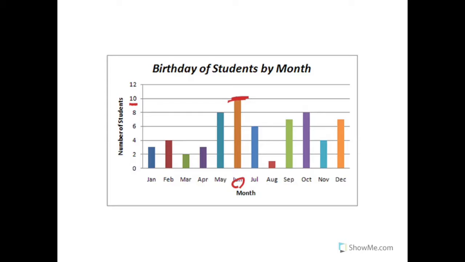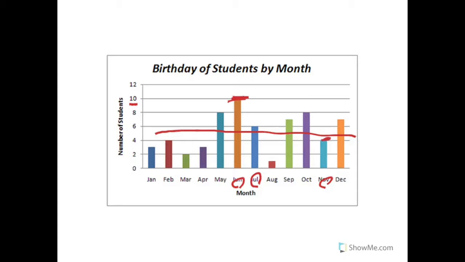If I asked you which months have about half of June's birthdays, well, you know that June has 10, and this goes up by 2, so it would be somewhere in this range. The ones that are close would be July, which has 6, and let's see, November, which has 4. Okay, so there's a lot of information you can get.